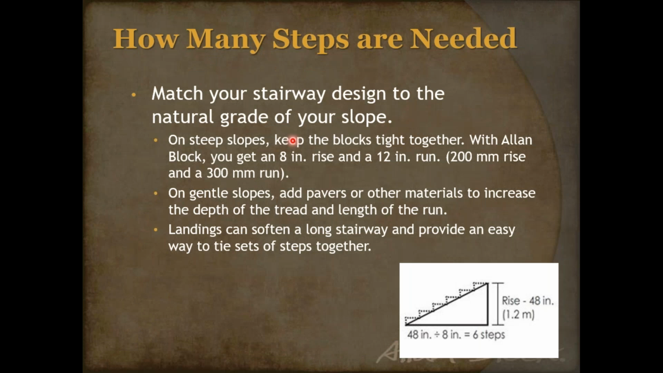Keeping in mind what space you have, you can see right here, all you're looking at is your natural grade. What is the height that you've got to traverse? And then you're just dividing that height by the rise or the block height. Might be 7.5, might be 7.75, might be 8 inches. Here the example shows 8 inches. So if I've got a 4-foot high wall, I divide it by 8. That tells me I need at least 6 steps.